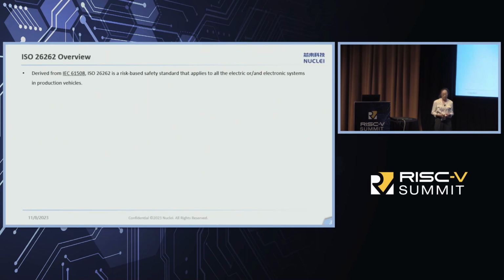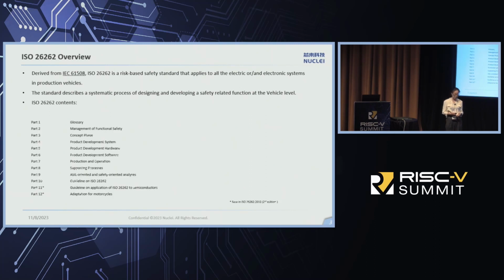As we all know, ISO 26262 derived from IEC 61508 and was first introduced in 2011. A lot of semiconductor-related content was added in the 2018 version, especially most of the majority content related to Part 11.